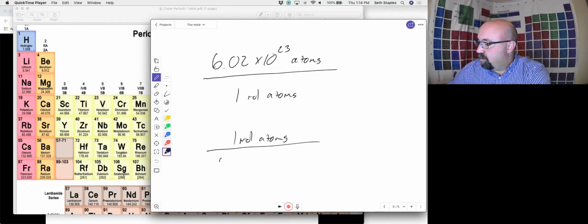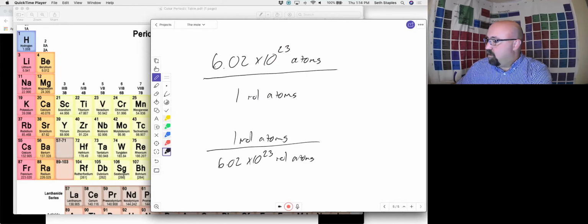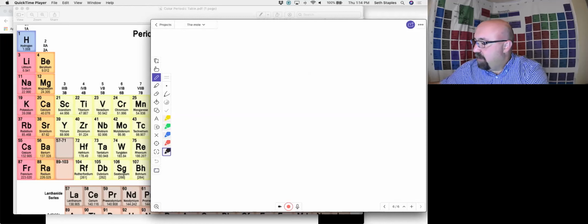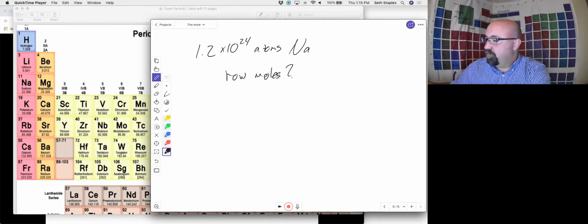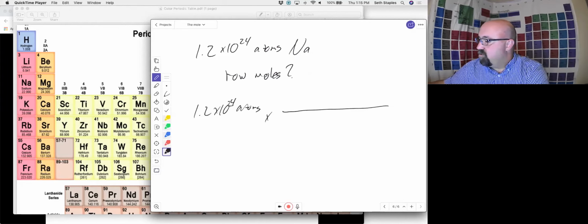1 mole of atoms per 6.02 times 10 to the 23rd atoms. So again, depending on what we're trying to do, let's say that we know we have 1.2 times 10 to the 24th atoms of sodium, and we want to know how many moles that is. So we're going to start with our 1.2 times 10 to the 24th atoms. And we know then that we want to set up our conversion factor so that we have moles of sodium left over.